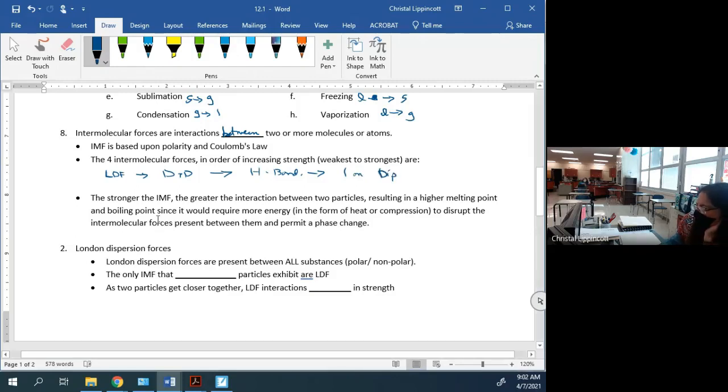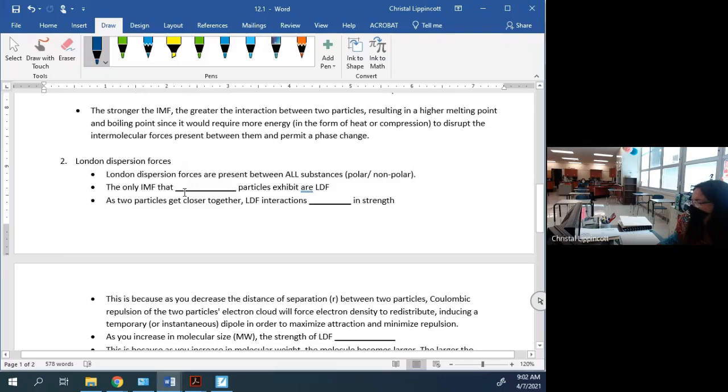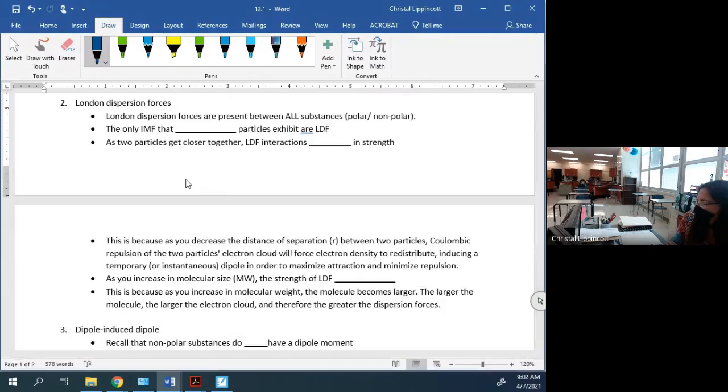The stronger the IMF, the greater the interaction between the two particles. This is going to result in a higher melting point and boiling point, since it requires more energy in the form of heat or compression to disrupt the intermolecular forces between them and permit a phase change. London dispersion forces are present between all substances, polar and nonpolar, both. The only IMF that nonpolar particles exhibit are LDF.